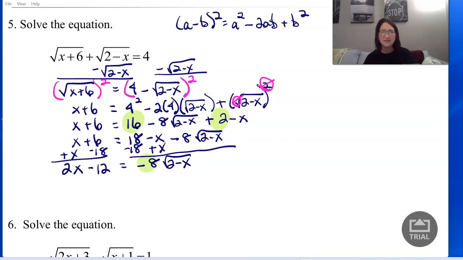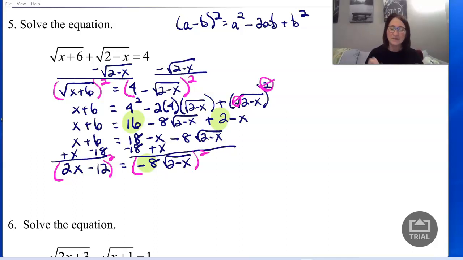Not really interested in having that, so I'm just going to leave that -8 where it is. And I still want to get rid of that radical sign, so I'm going to do that the way I've been doing all along. I'm going to raise both sides of my equation to a power equal to that index. So on the left, I raise it to a power of 2. On the right, I raise it to a power of 2.